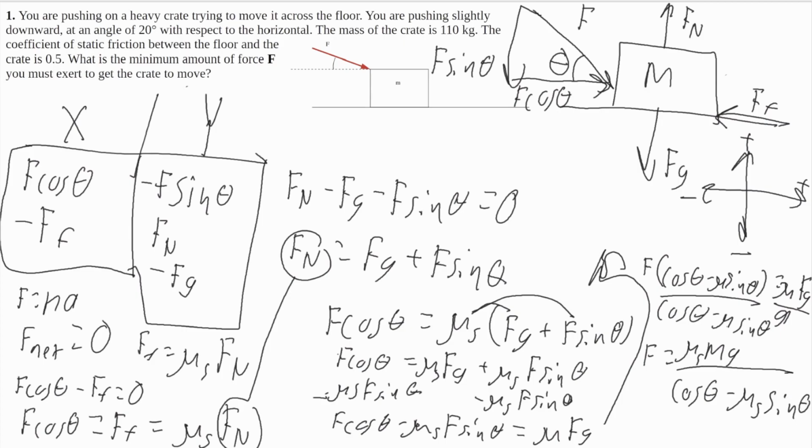These are both mu static. And so that is your answer. You get the force, which is just the magnitude of this vector here. And when we plug in all those numbers, you get the right answer.